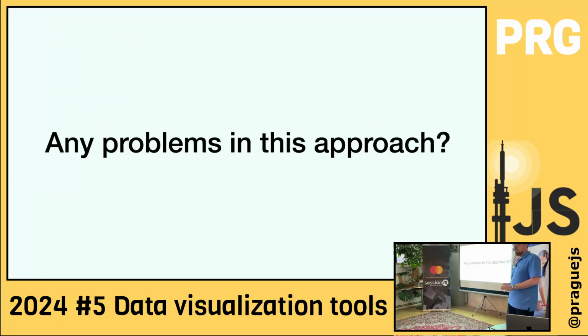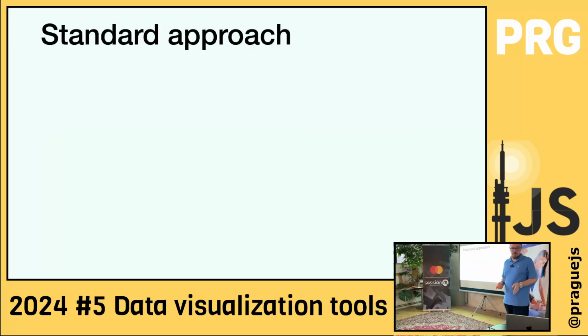But are there any problems in this approach? Performance bottleneck. Yeah, at first, it's got to be valid JSON, that's for sure. But if it's not valid JSON, we just break and fall back, for instance, to plain text, right? But even if it's valid JSON, there are some problems.